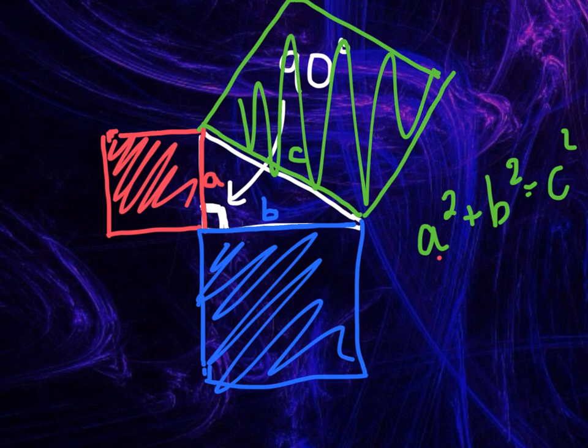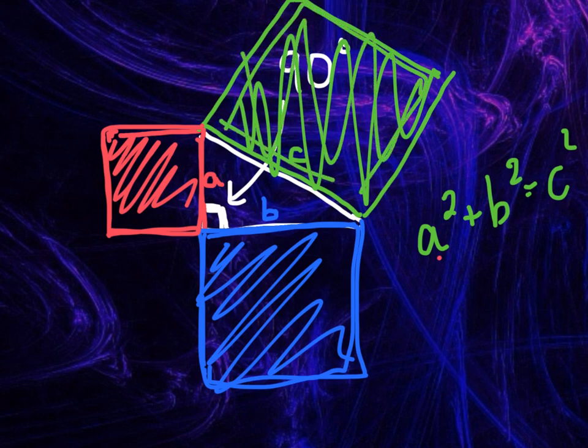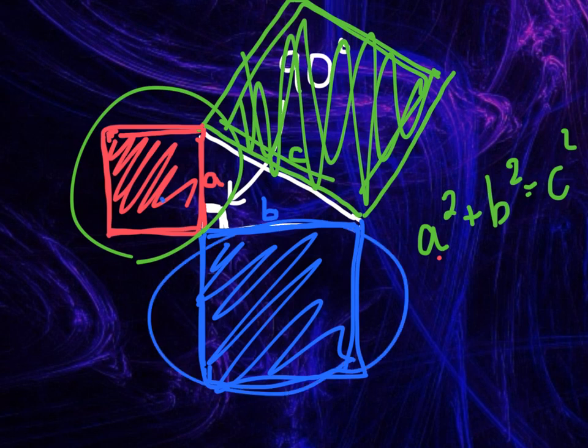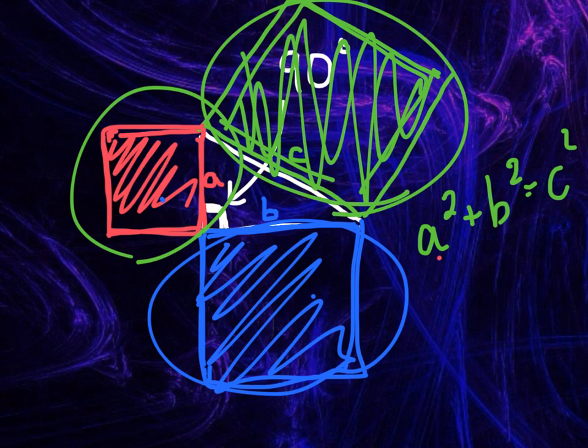Now, what does A squared mean? Well, we know that something squared means times itself. So if we multiplied A times A, we would get the area of this square. B squared would be the area of this square. And finally, C squared would be the area of this square. So hopefully that makes sense now that you understand where this equation comes from. If you take the area of this square plus the area of this square, A squared plus B squared, you would get the area of this square, which is C squared.